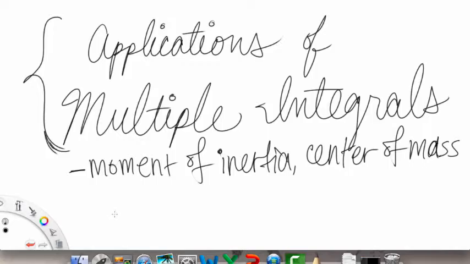So, as the title suggests, it's just applying what we've learned about double and triple integrals to actual physical problems, basically.